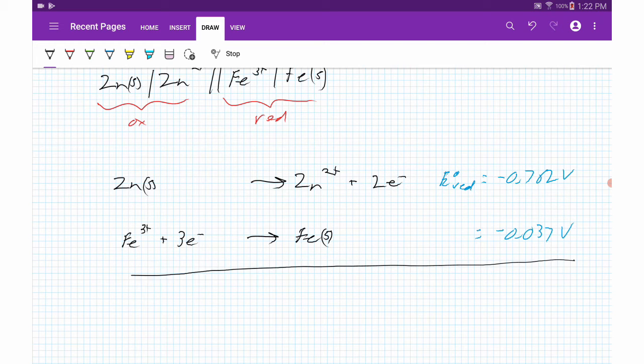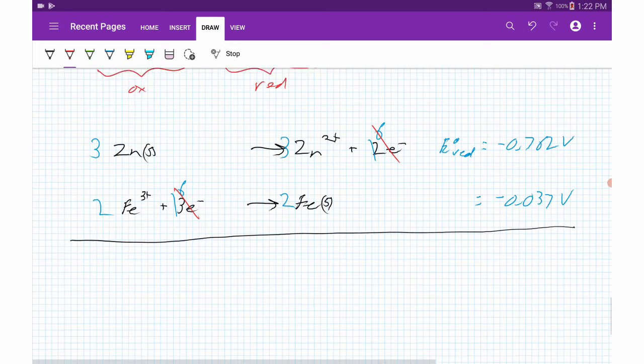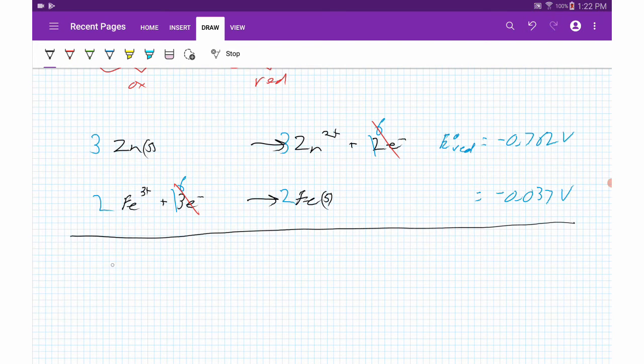What do we do with it? Well, we balance the number of electrons, which needs to be 6. We're going to have to multiply the top one by 3, and the bottom one by 2, and we have something where the electrons cancel out, which is great. The balanced reaction is that of 3 zinc solid plus 2 Fe3+ reacts to produce 3 zinc 2+ plus 2 Fe solid.